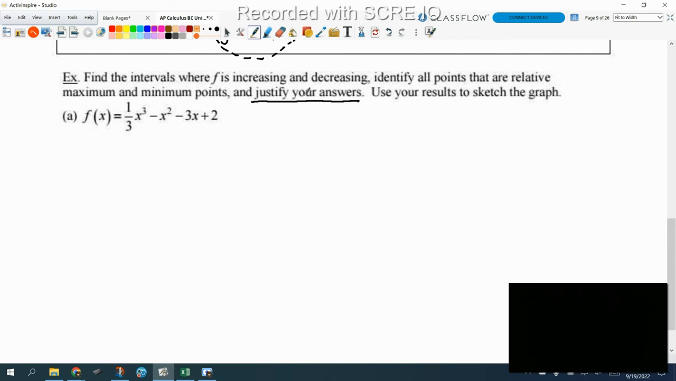Okay, so all of this stuff, increasing, decreasing, maximum, minimum, anytime you see any of those words, you should immediately think in your brain first derivative. That's how you find all of it, first derivative. So we need to take the derivative of our function. Multiply by 3, so you just get x squared minus 2x minus 3. Okay, our derivative is not going to be undefined anywhere, so we just need to set it equal to 0 and solve it.